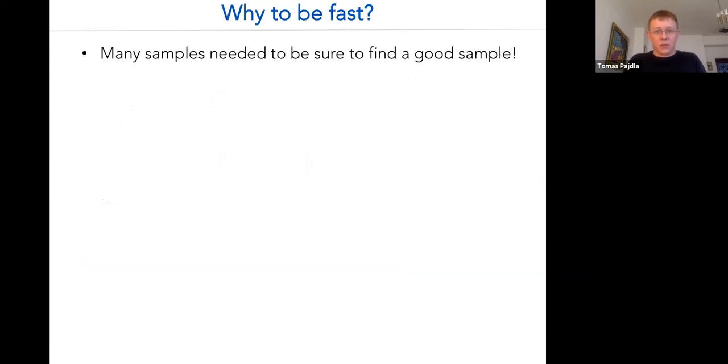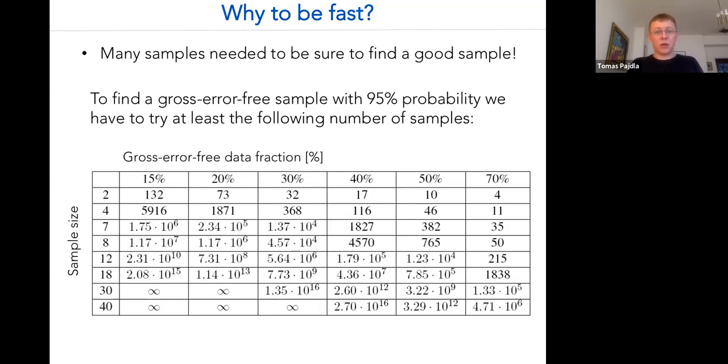So we have to be fast. Now, of course, how fast we have to be depends on how many samples we need to do in this process. So this is a table which shows, in a simplified way, assuming a very simplified model of errors, the dependency of the number of samples. These are the numbers of samples I have to take in order to have a 95% probability that I will draw at least one gross error-free sample, right?